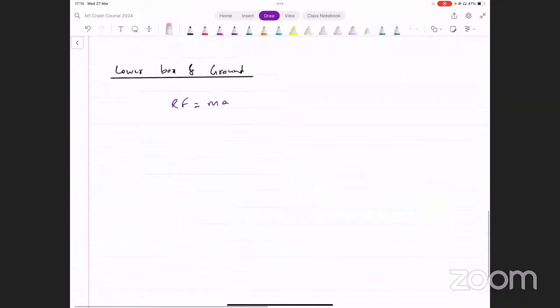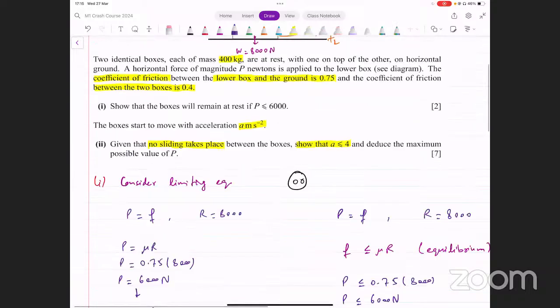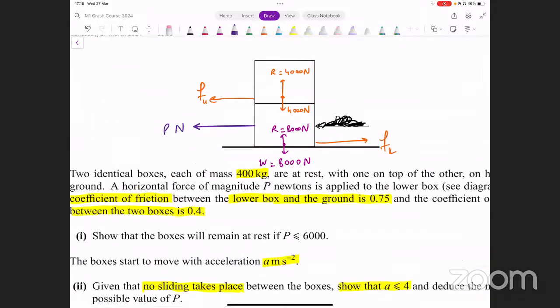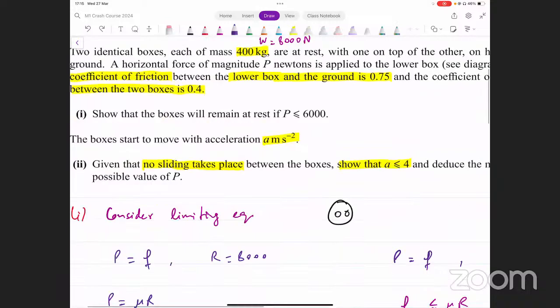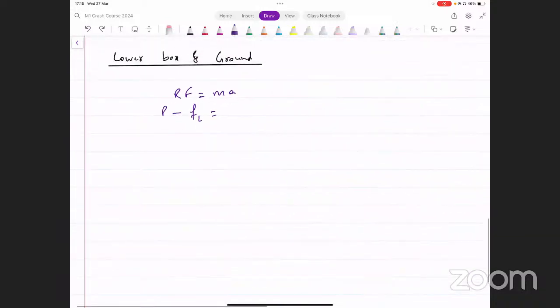Let's apply Newton's second law of motion on this. Forward force is P minus the backward force, that's friction between the lower box and ground. I'm calling that FL. That equals mass. Now remember, on the lower box, both of these masses combined are basically applying force on the ground. So we're going to consider the total mass, that's 800, into acceleration.